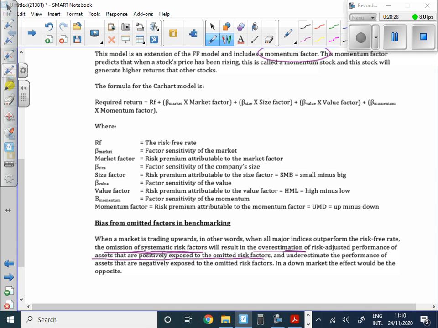It was omitted, yet I've got that asset and that factor in my portfolio, which is giving me a nice positive impact. On the other side, it'll underestimate the performance of assets that are negatively exposed to the omitted risk factor. Of course, in a down market, the effect would be reversed.